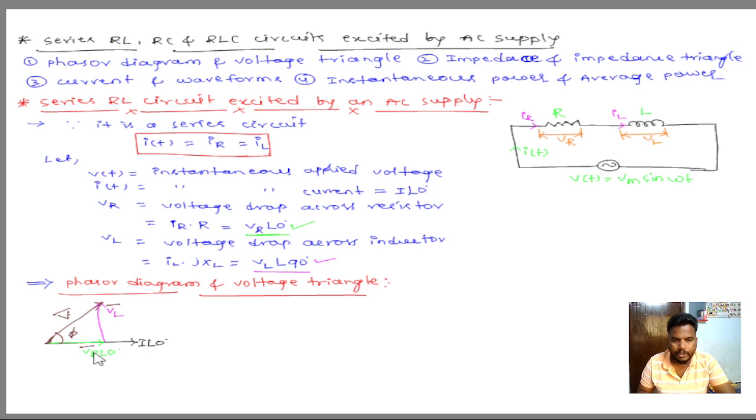Then VR is the voltage drop across resistor. In pure resistor, current and voltage are in phase. That's why VR is in phase with the I. Next, VL is the voltage drop across inductor. We know that in pure inductor, voltage is leading current by 90 degrees. Therefore, this is the representation of VL. And then when we are adding VR plus VL, we are getting total supply voltage. And this is the phasor diagram. Is it clear?